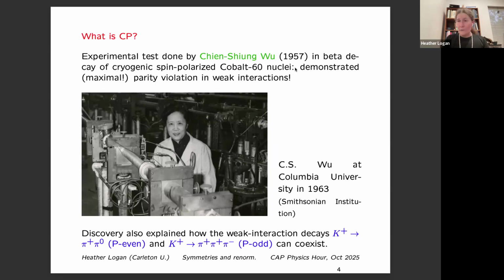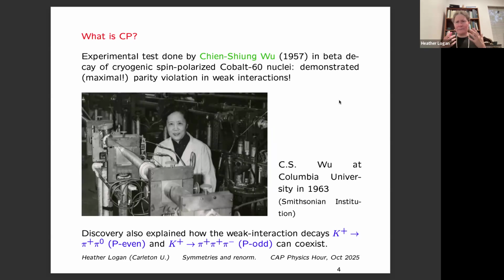And within a few months, just as the calendar switched over to 1957, she did the experimental test, looking at beta decay of cobalt-60 nuclei. Cobalt-60 is an unstable nuclear isotope. The nucleus has a spin, so you can spin polarize the nuclei. The experiment was to look at what direction the beta, the electron, comes out, and then at what direction the nuclear de-excitation gamma comes out, and look at the correlations between those two.